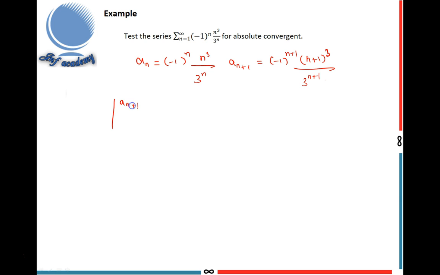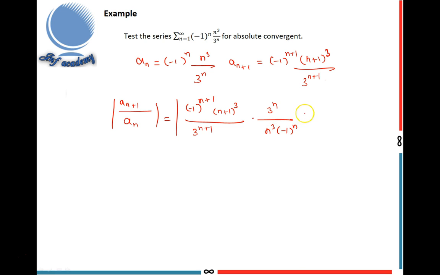Next, I find modulus of an plus 1 by an, which is minus 1 whole power n plus 1, n plus 1 whole cube, divided by 3 power n plus 1, divided by an. So I write the multiplication with the denominator 3 power n by n cube into minus 1 whole power n. Here the minus 1 power is available, but this is modulus, so the modulus of minus 1 is plus 1. From n plus 1 whole cube, I take n outside, so I get n cube times 1 plus 1 by n whole cube, divided by 3 power n into 3, times n cube. Next, n cube cancels and 3 power n cancels.